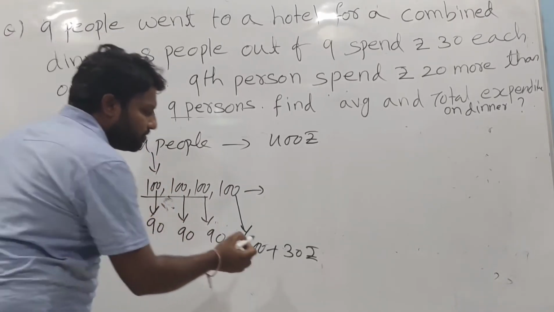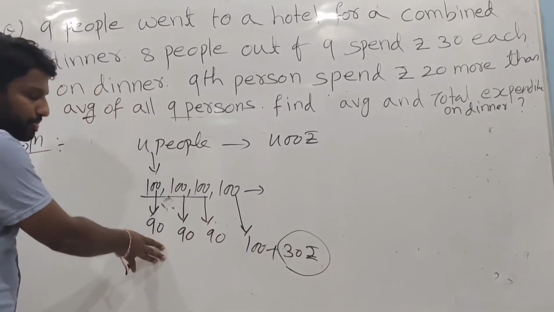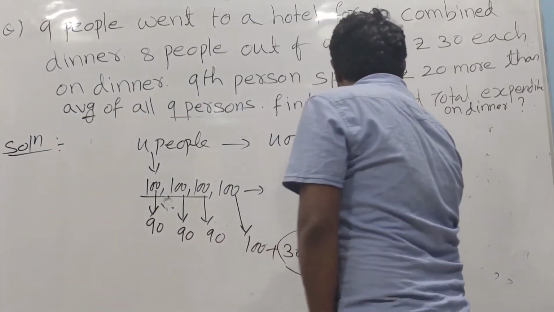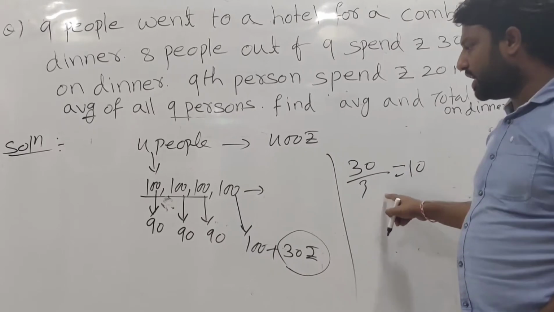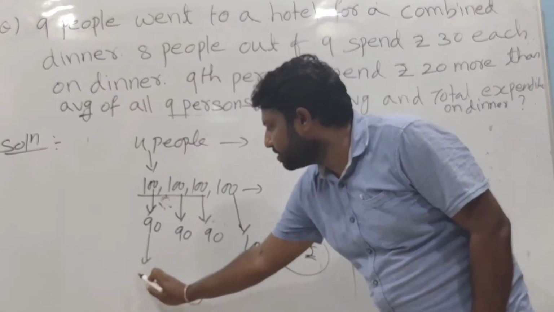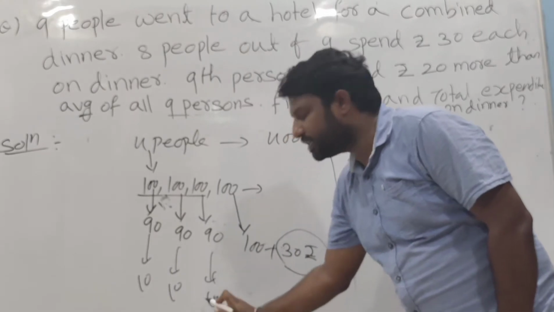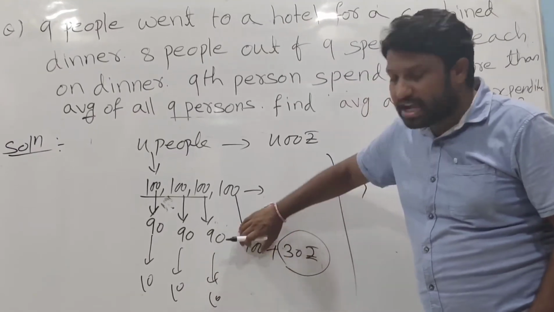Now see this. What I will do is, this 30 extra rupees, if they have contributed this, that means 30 rupees should be shared by 3 people. So this 30 rupees is shared by 3 people. That means each person 10 rupees. Each person has contributed 10 more. This would have been 100, this also 100, this also 100, and he also contributed 100.